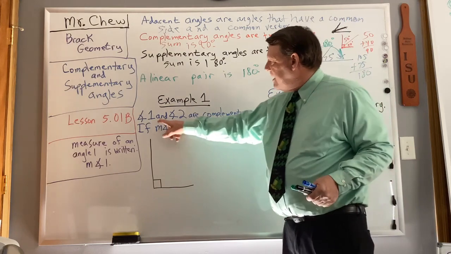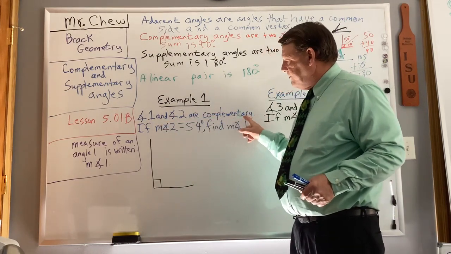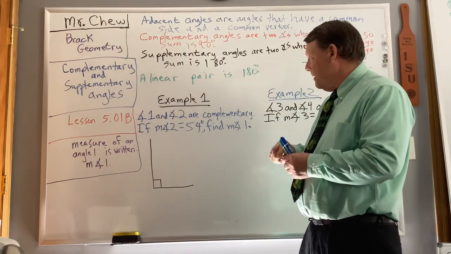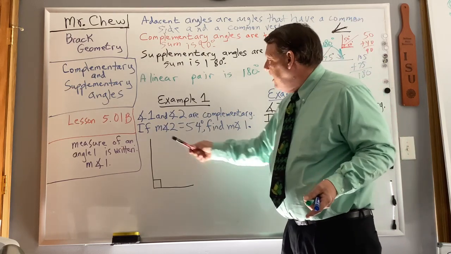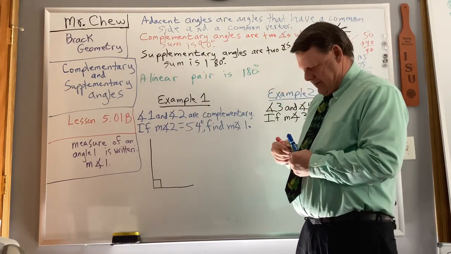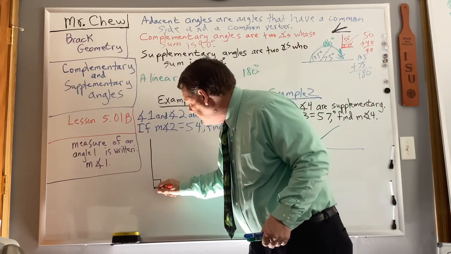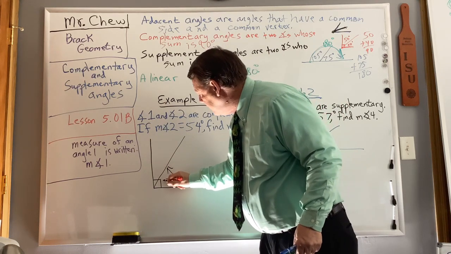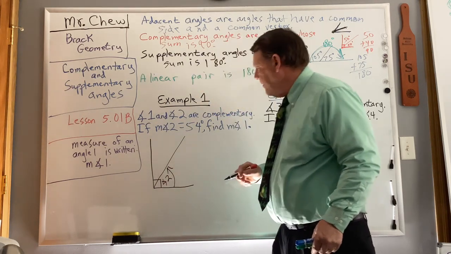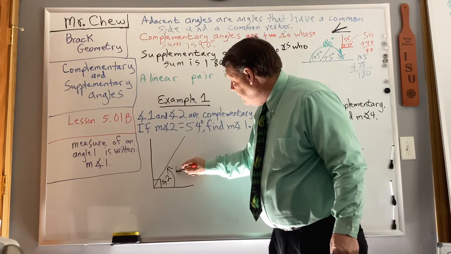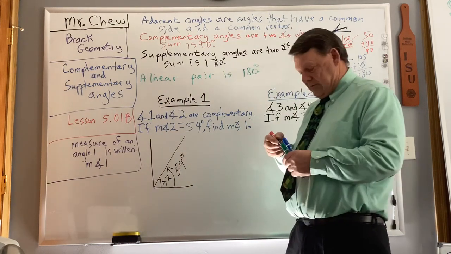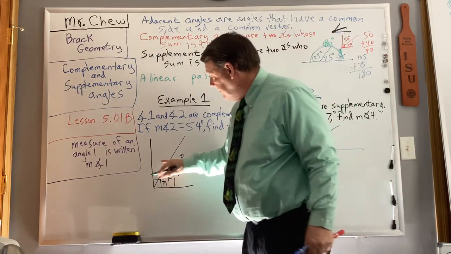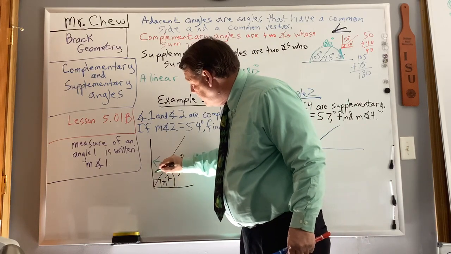So in example 1, it says angle 1 and angle 2 are complementary. So if they're complementary, I can draw this right angle. And now I can see what else we know. Angle 2 is 54 degrees. So I can say that this is angle 2 here, and I'll just put an angle 2 there. And we're saying it is 54 degrees. Now we're trying to find out what the measure of angle 1 is. So right here is angle 1.